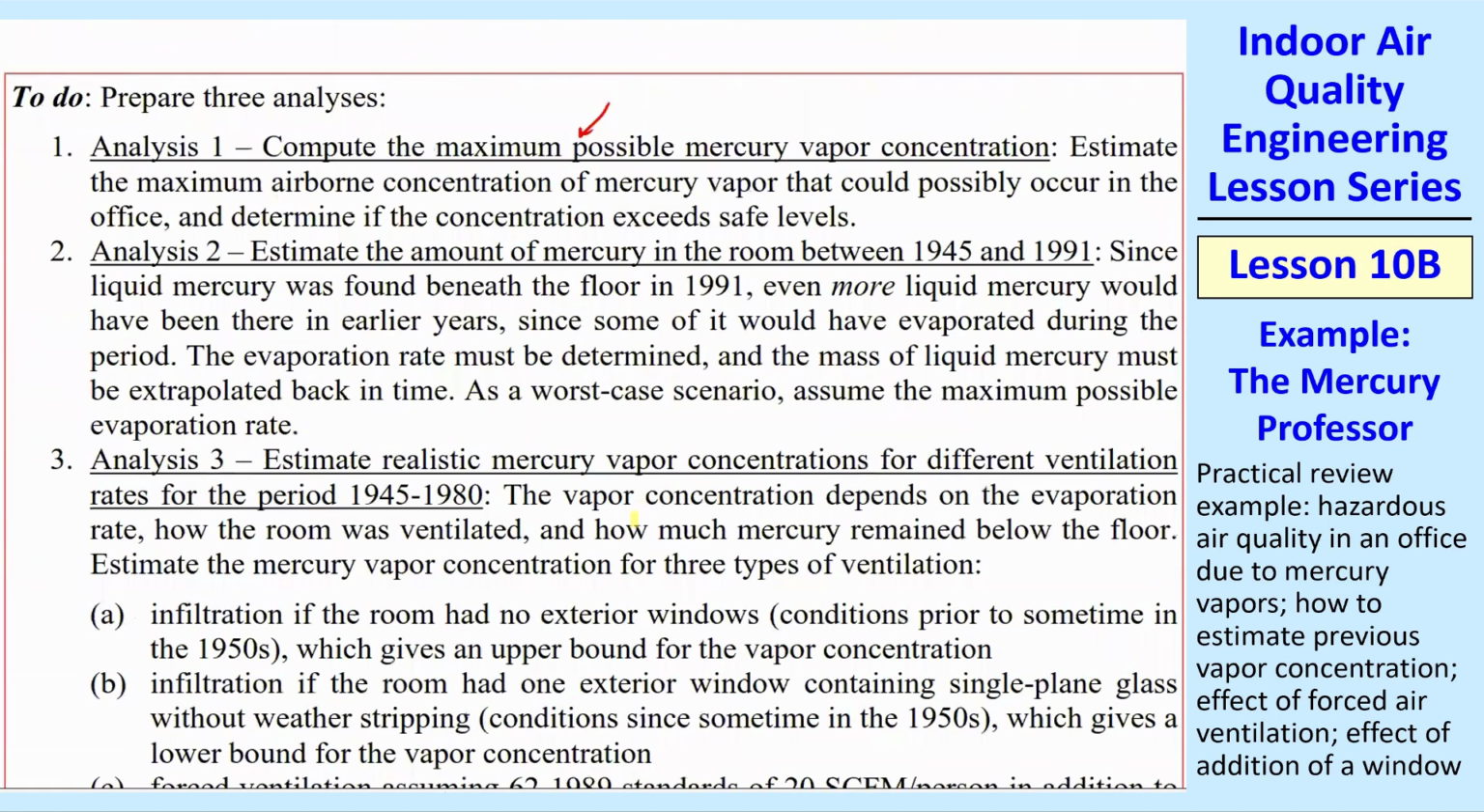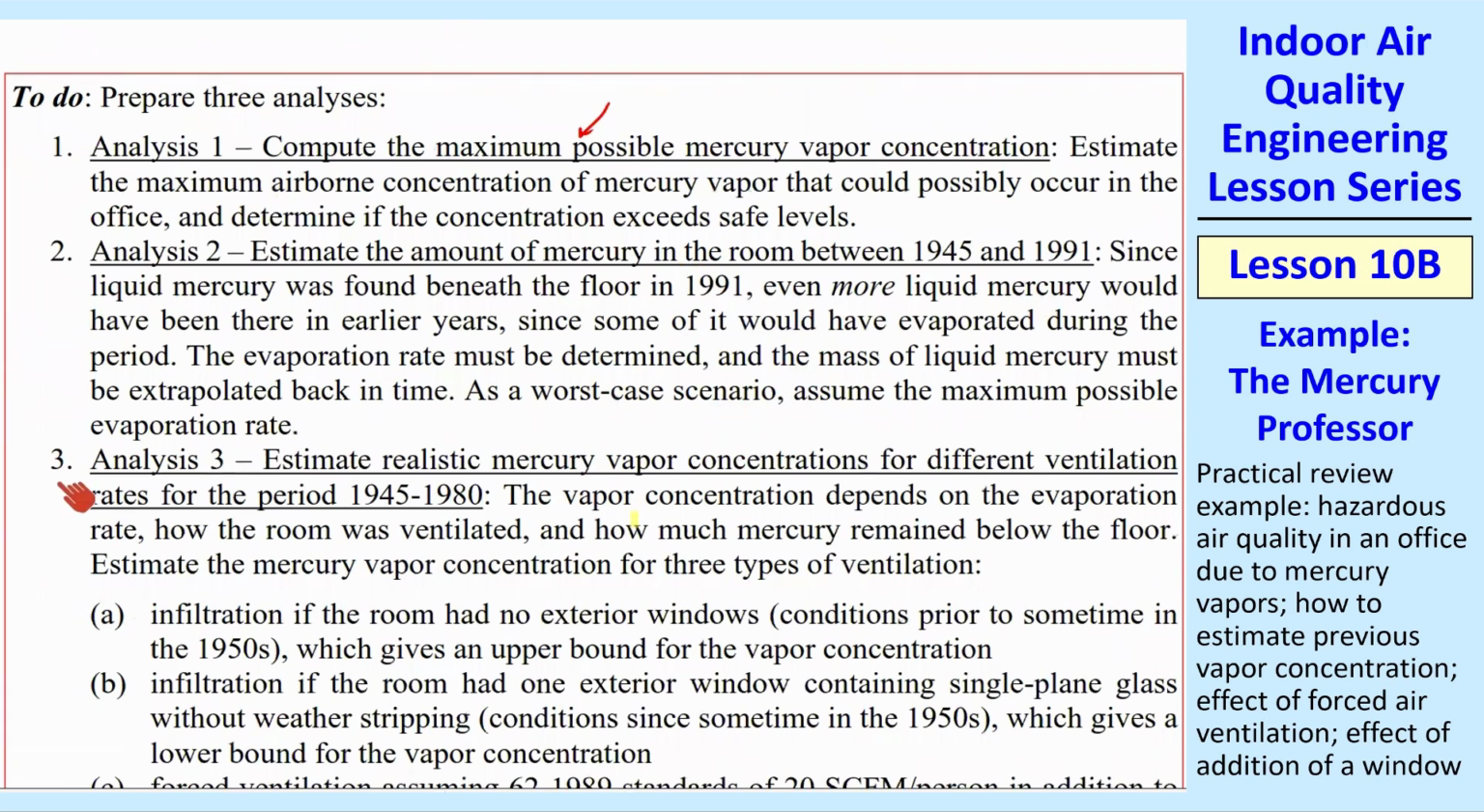So we have to look at the amount of ventilation in there due to exfiltration, infiltration, etc. So this is all the kind of stuff we've been talking about. So how much mercury was in the room between these dates when they found it? In 1991, they remodeled, they tore up those old floorboards and found this mercury. Some of it would have evaporated, so we're doing kind of a worst case scenario for that.